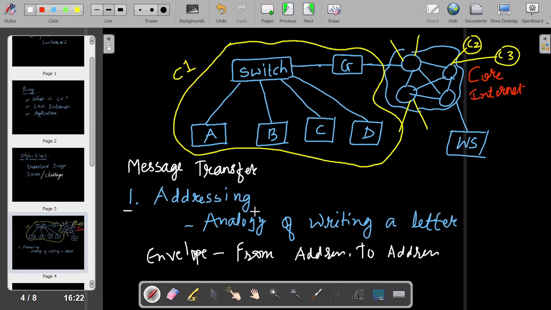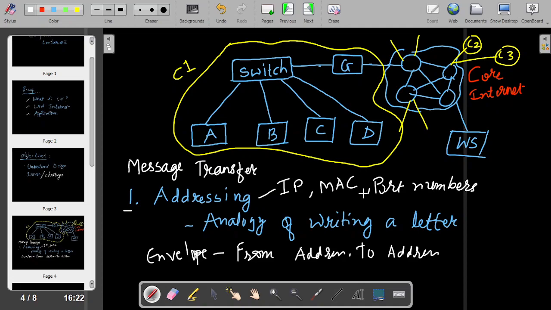In internet, there are three types of addressing schemes used. One of them, which is well known, is IP addressing. The other is known as MAC addressing. MAC stands for Medium Access Control. And the third address is known as port numbers. Three kinds of addresses are there in networking literature. We will talk about all three in subsequent videos.